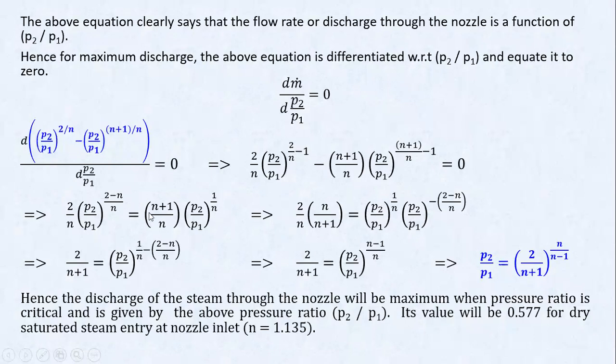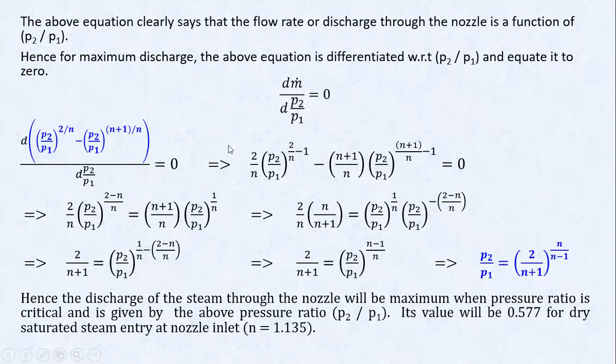Now here I'm taking these constants on the other side. So 2 by n I'm retaining as it is. This n plus 1 by n I'm taking on the other side. It becomes n by n plus 1. That should be equal to P2 by P1 whole power 1 by n, retaining as it is, multiplied by this. I'm taking it to the denominator. So when it comes to the denominator, it becomes P2 by P1 whole power 2 minus n by n in the denominator.